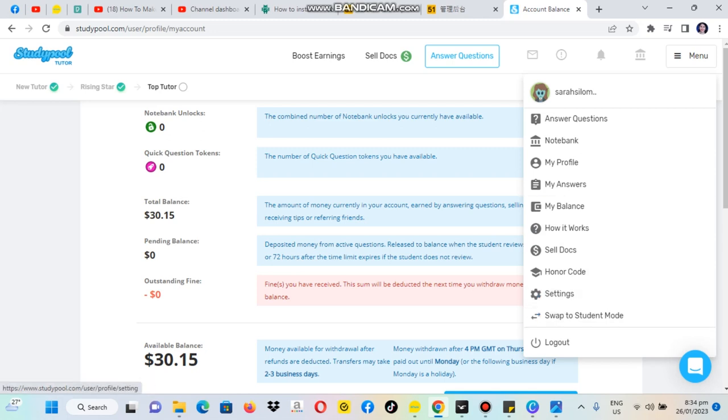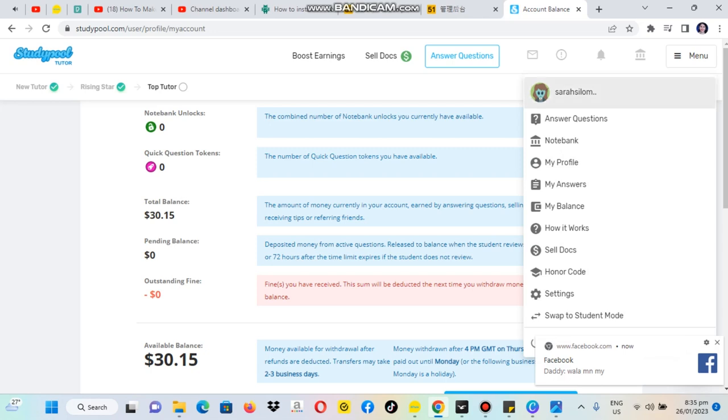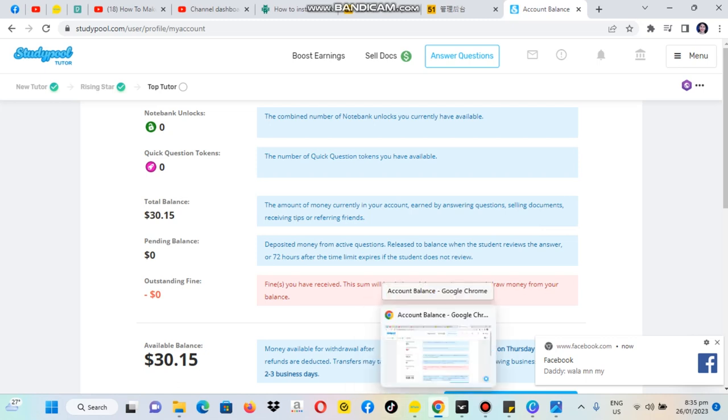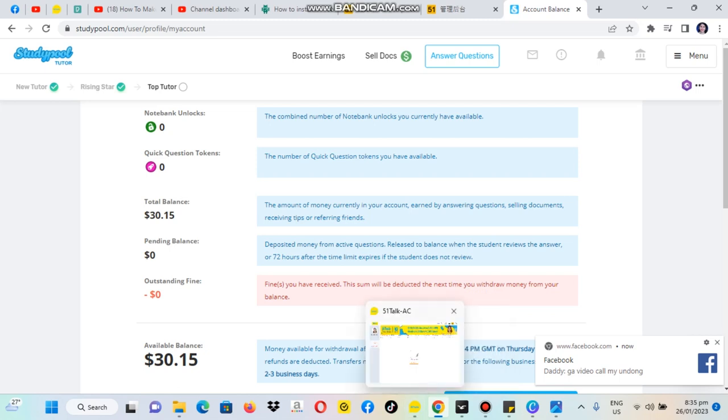And there are also the honor codes and the guidelines. When you answer, make sure that your answer is not plagiarized, and it needs to be checked through Grammarly or a grammar checker. Okay.